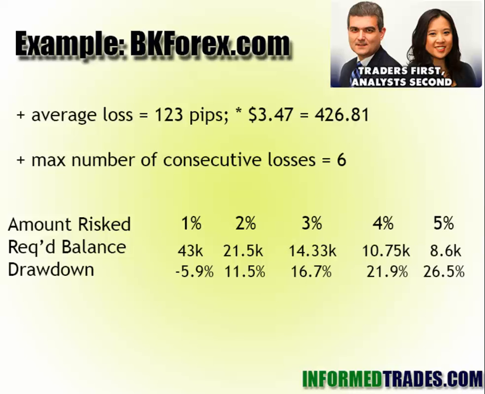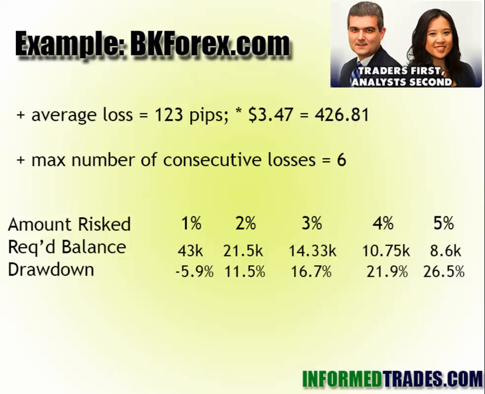So the short story is that when you lose 6 in a row, it won't actually be 6 times 1 or 6 times 2. It'll be slightly less because each time you're risking a little bit less. On the flip side, when you're winning, you're risking a little bit more if you're using the percentage-based method. But this framework gives you a rough idea. So you're risking 1%, you need a required balance of 43,000, and the maximum drawdown if they lose 6 in a row is going to be about 6%.